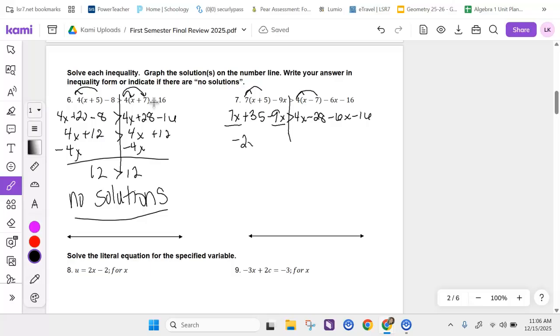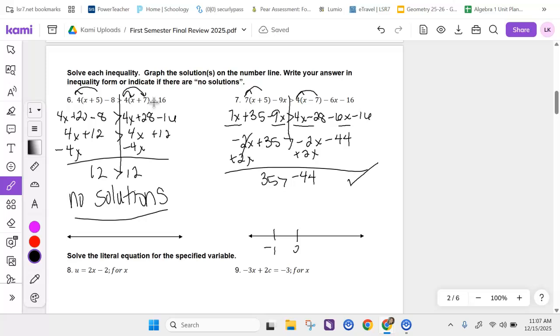Combine like terms. So I have negative 2x plus 35 is greater than negative 2x minus 44. Add my 2x's to both sides. 35 is greater than negative 44. Is 35 greater than negative 44? Yes. So when I graph this, you are really just going to have a line that goes like this, because it's infinitely many solutions.